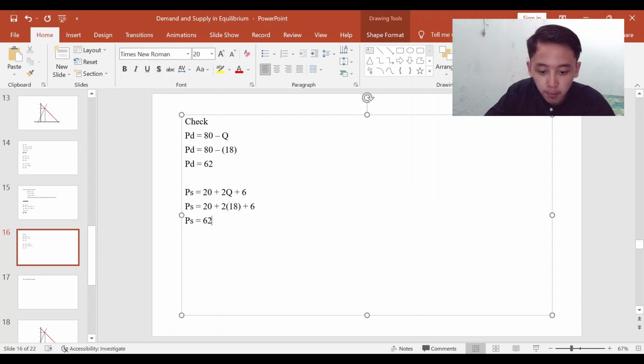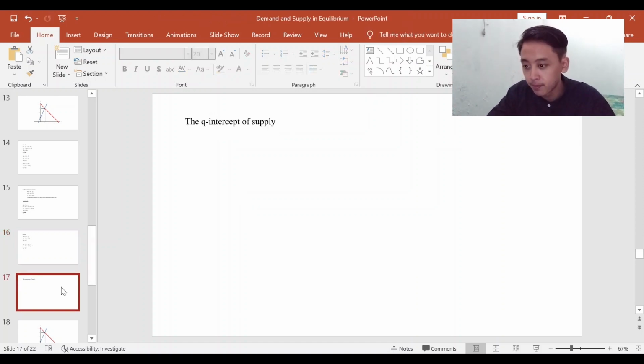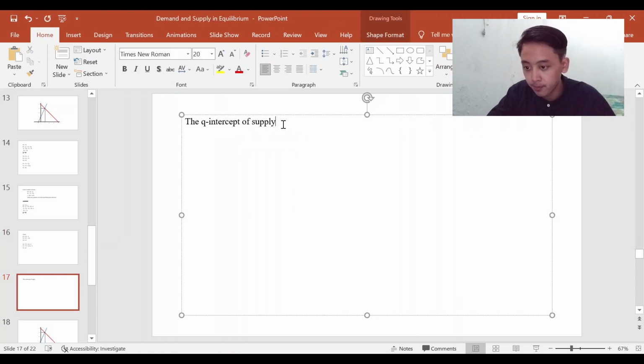Now we are going to plot the supply curve on the graph by determining the Q intercept and P-intercept of supply. The Q intercept of supply is found easily by setting price to 0 and calculating the quantity at which price supplied equals 0.